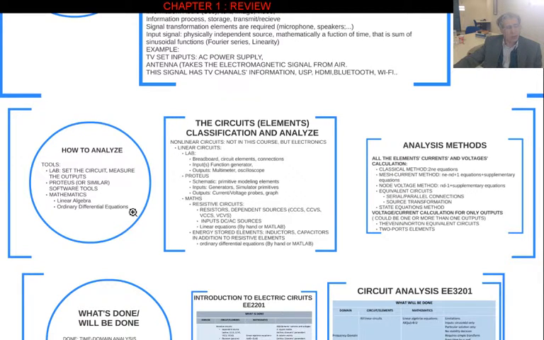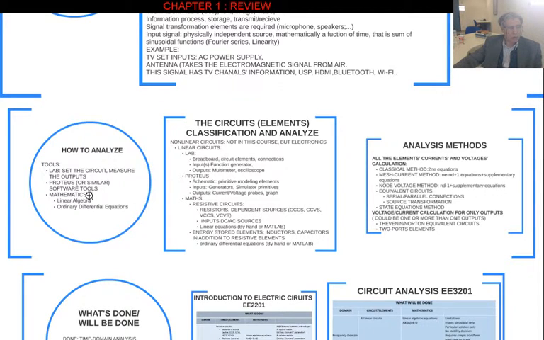There are three tools. One of them, you could do the analysis in the lab. The other one, you can use software tools such as Proteus that you have seen in the Circuit Lab course. And then mathematics. So there are three tools that we could use to do the analysis.